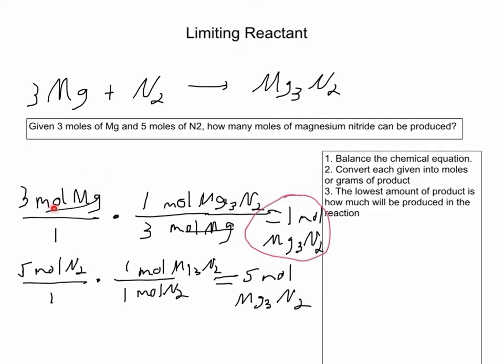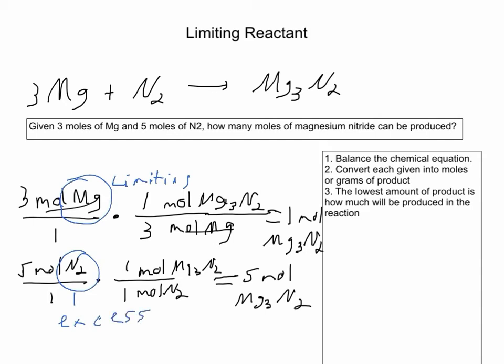And because the magnesium controls how much product is made, the magnesium will be the limiting reactant. The magnesium limits how much product can be made. And the nitrogen, because we have extra nitrogen left over, we have more than what's going to react, because once magnesium is used up, no more nitrogen can react with it. This is our excess reactant.